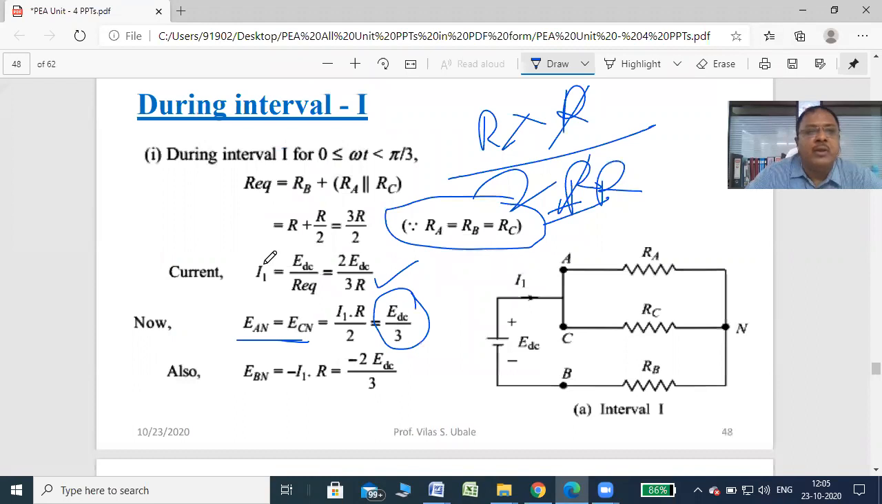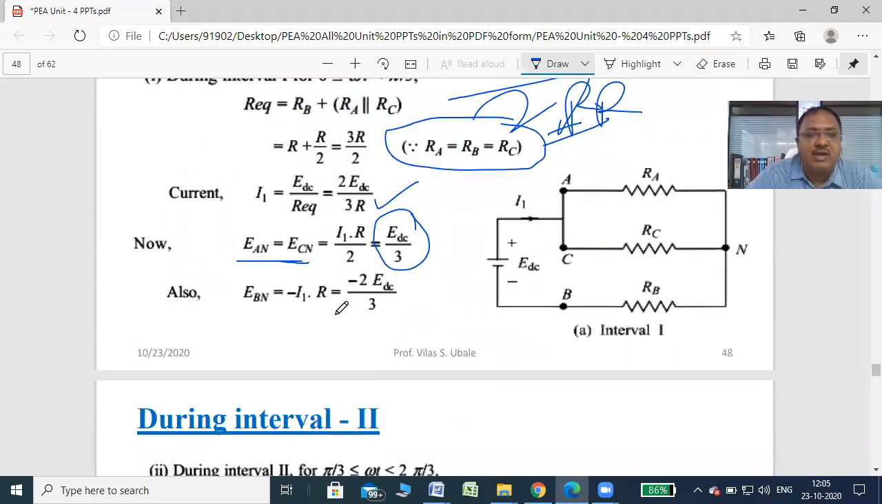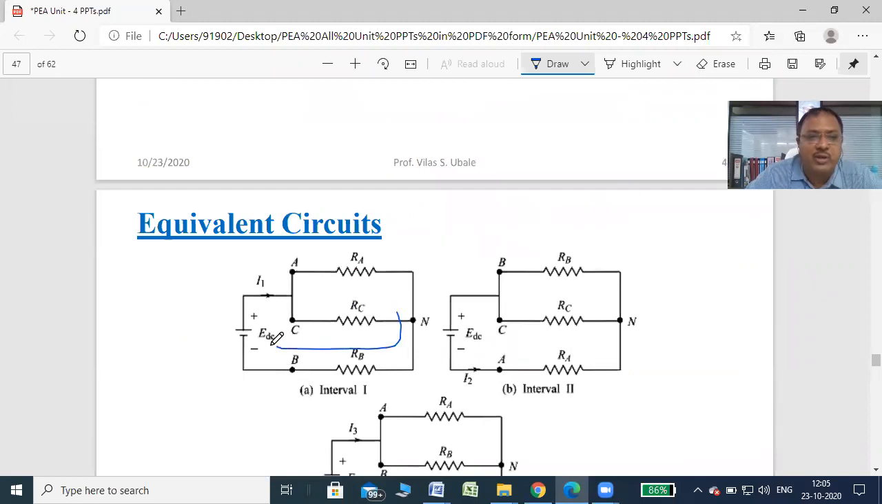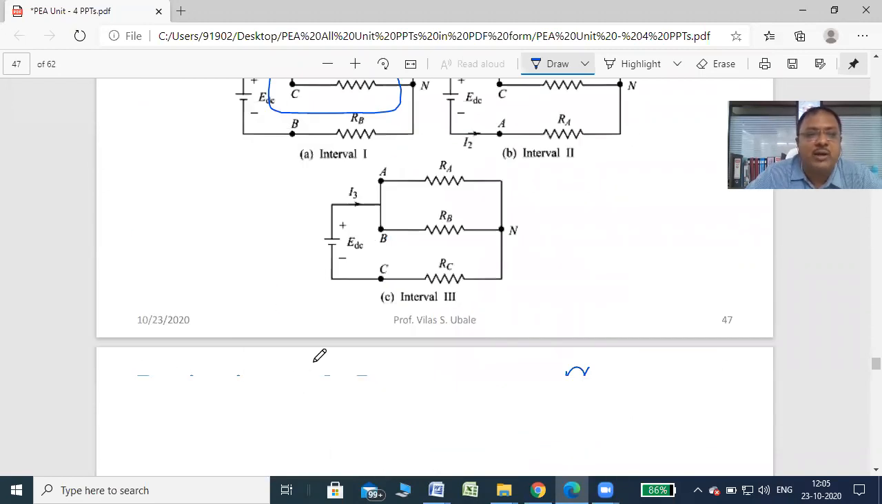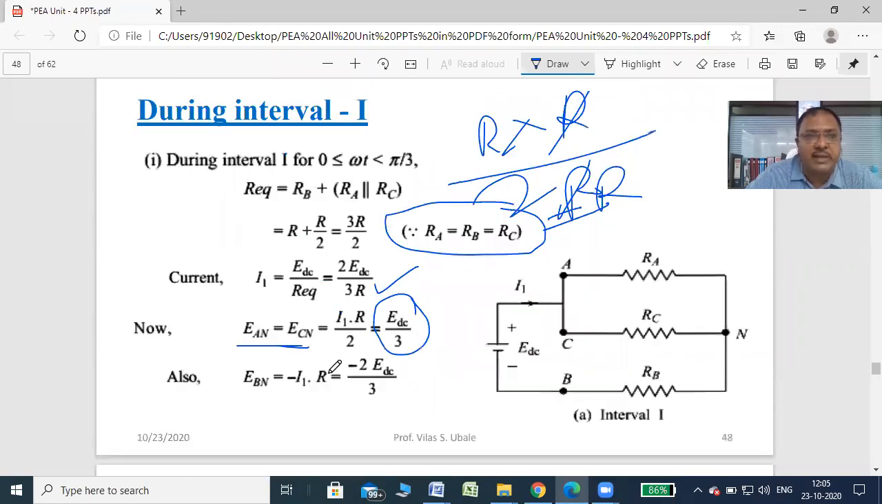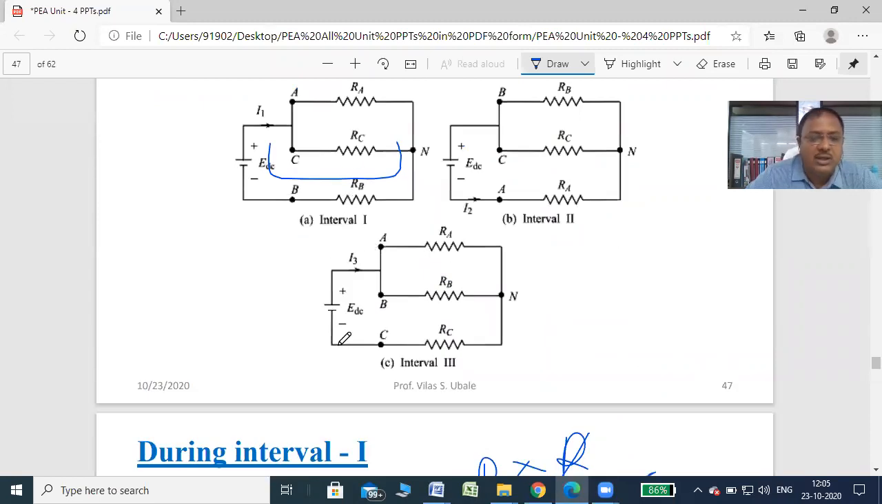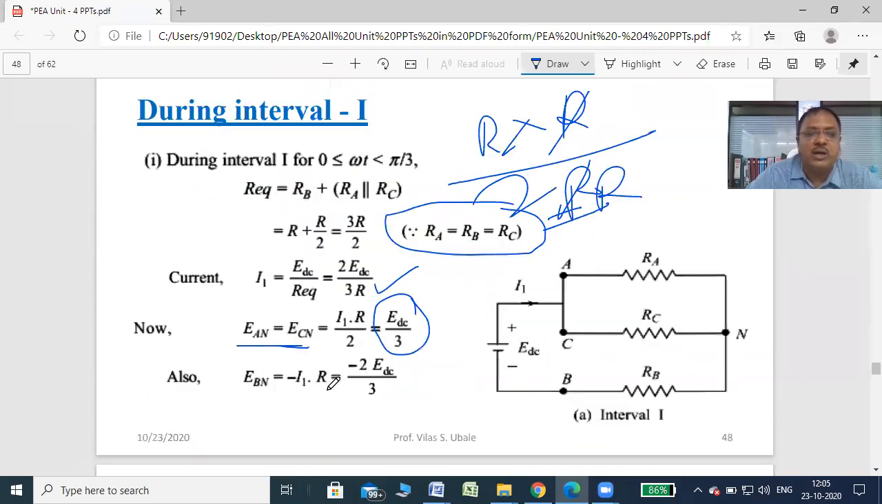So EBN equal to minus I1 into R because the current is leaving from this RB to the EDC. So this is a negative current and that's why it is written as minus I1 into R, only R, because this RB is R. So this I1 into R, I1 is twice EDC by 3R. This is the I1 into R. So R and R get cancelled. You will get minus twice EDC by 3.